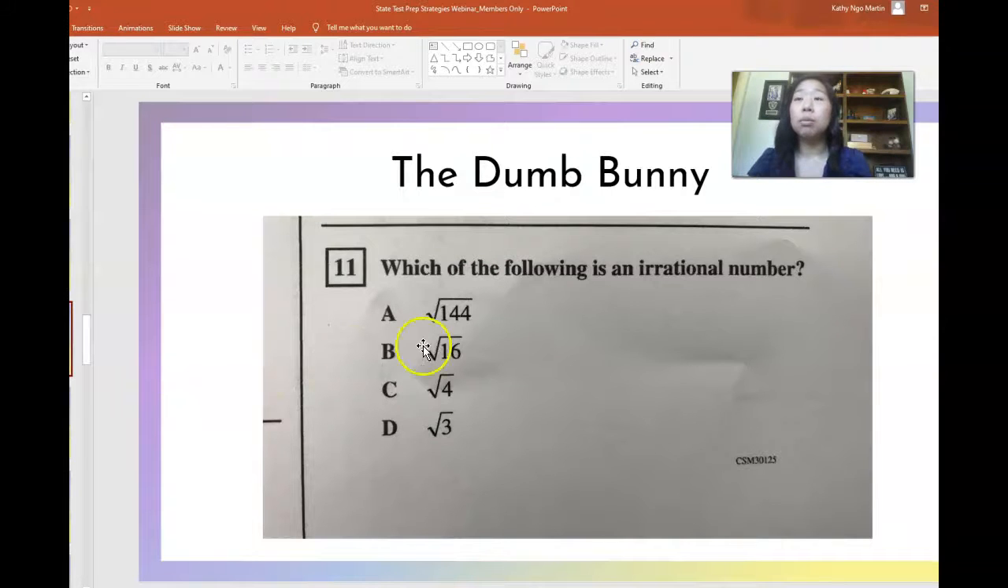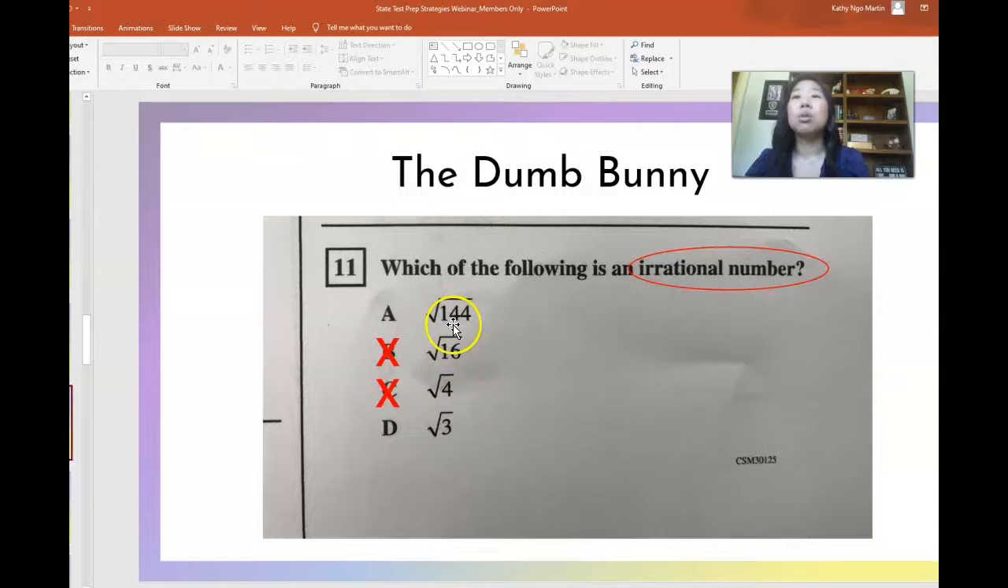here's another. Which of the following is an irrational number? Okay, so now we're going to think, what is this asking us to do? Trying to figure out what is an irrational number. Okay, so what is an irrational number? Well, irrational numbers are numbers that really end up with like no rhyme or reason. It's like 11.7735, right? Okay, so the dumb bunny, can I eliminate the ones that don't belong, right?